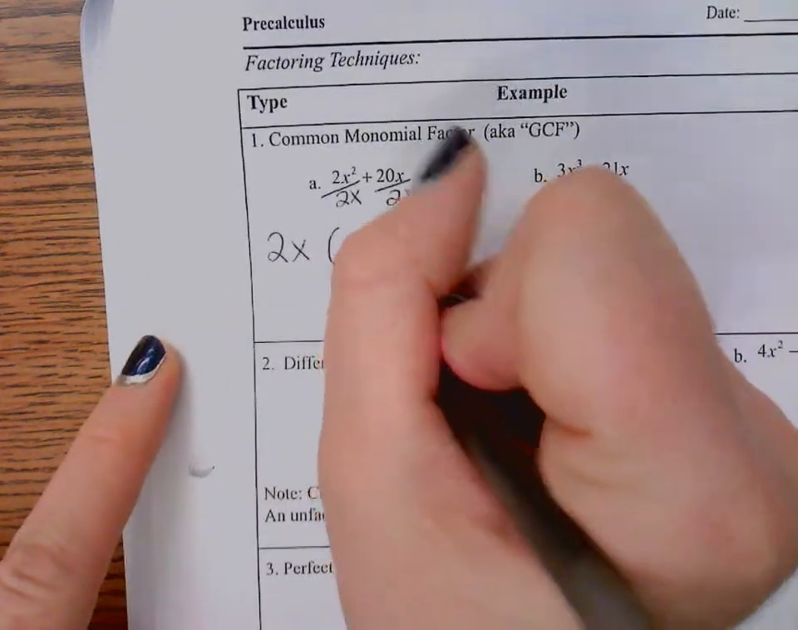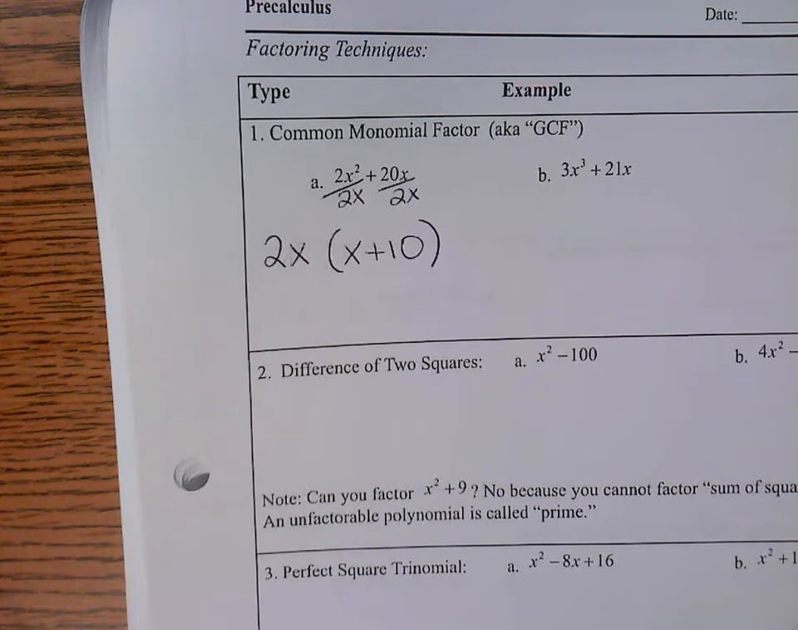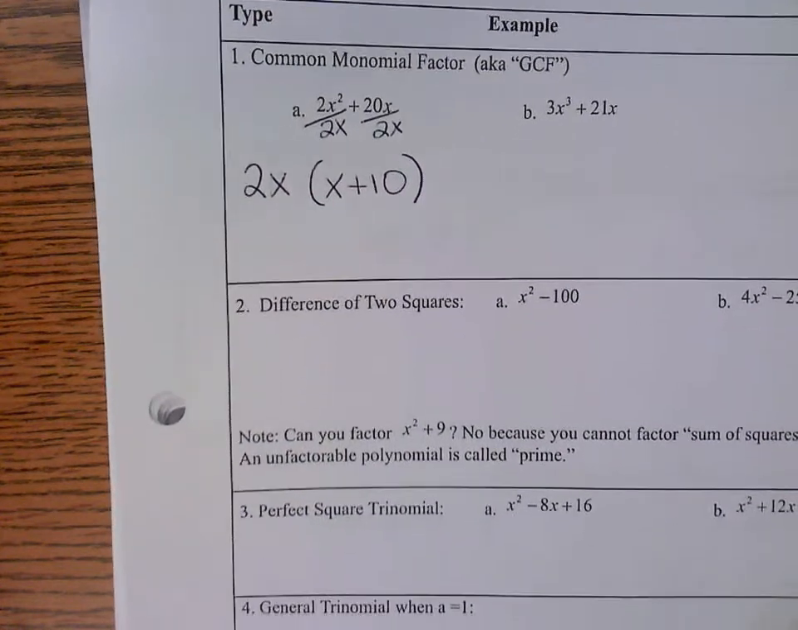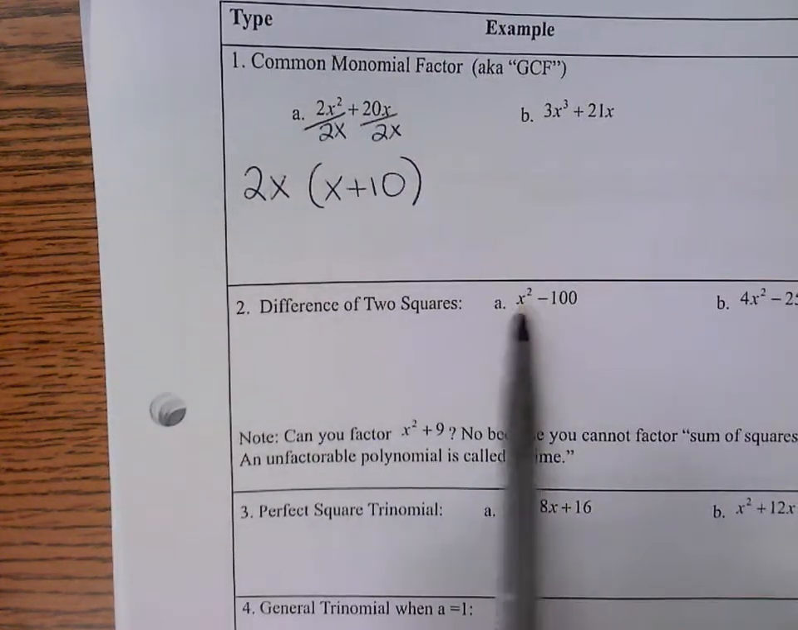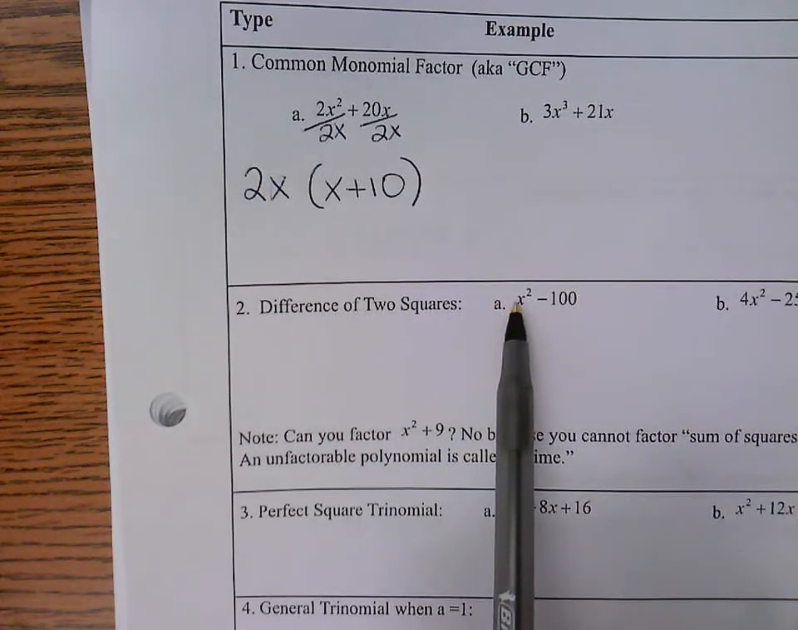And that should be the first thing that you always look to do for any quadratic that you're factoring: what can I pull out? And then when you look at number 2, difference of squares, I can't divide those by anything, right? I can't pull something out of both of them, but the perfect squares are 1, 4, 9, 16, 25.